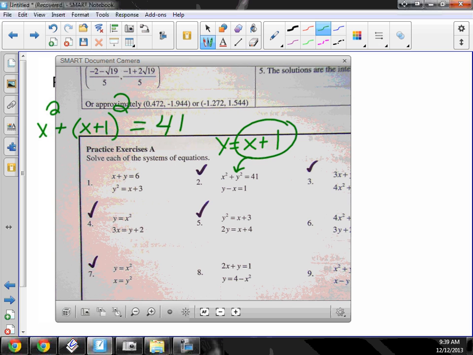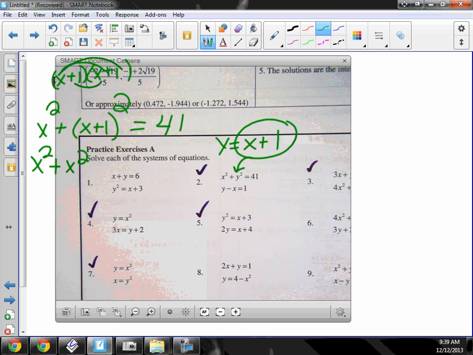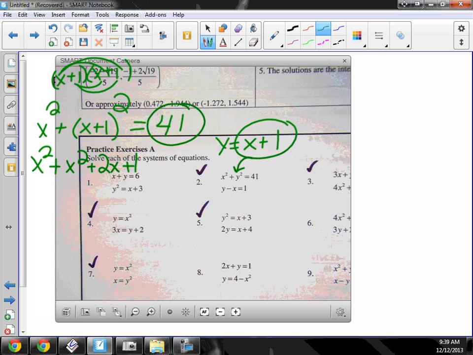All right? X squared plus, how do you square a binomial? You have to distribute it out. So what I don't want you to write is x squared plus 1 squared. That's not right. So it's x plus 1 times x plus 1, which is x squared plus x plus 1, so plus 2x plus 1. What about this 41? I need to subtract it to the other side. So minus 41 equals 0.